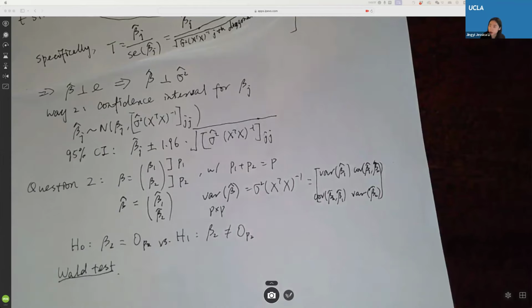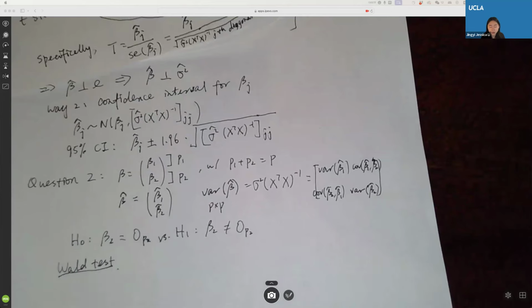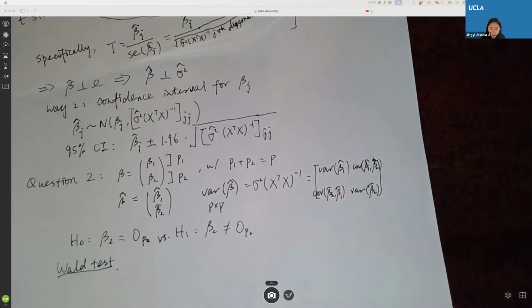Unfortunately, he died at a very young age, I think maybe only 40 years old, because of an airplane crash. Despite his short life, he made many important contributions. One is the Wald test. So how do we define a Wald test? You can consider this to be a generalization of the t-test or t-statistic.